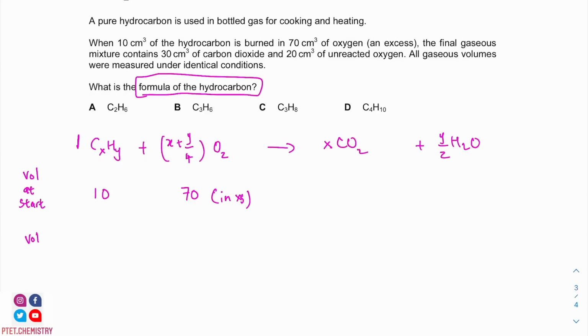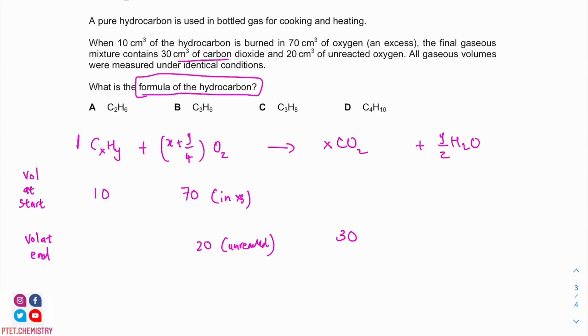So the volume at the end. The volume at the end contains 30 cm³ of carbon dioxide and 20 cm³ of unreacted oxygen. 20 cm³ unreacted. So how much oxygen actually reacts? So that's the question, yeah? How much oxygen actually reacts?